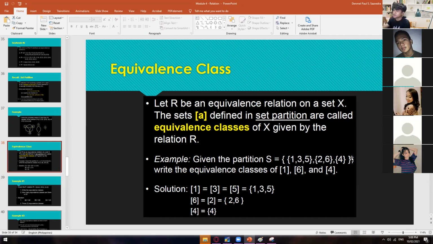Okay, so how did we come up with that one? Later on, I will give you guys more examples. For now, in here we have a total of 3 classes. So 1 3 5 is one class, 2 6 is one class, and 4 is another class.